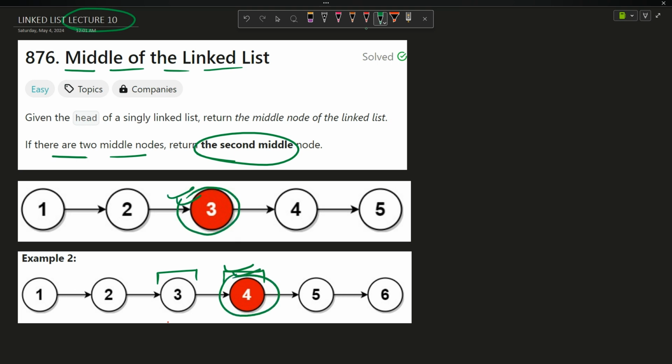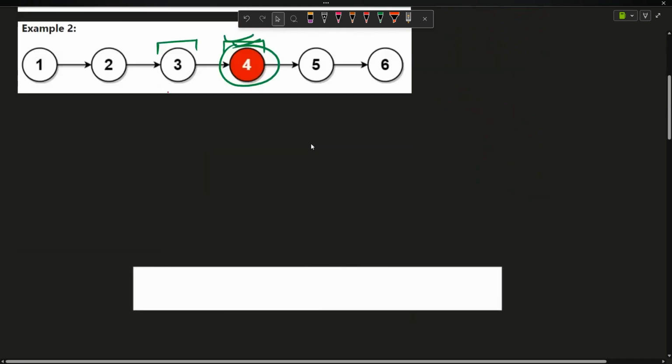Now, how will I solve it? I'm sure by now many of you have understood that I will find the length. I will divide by 2. That gives some position of my linked list, the node I want, and then I will traverse up to that node, right? Okay, so let us take an example.